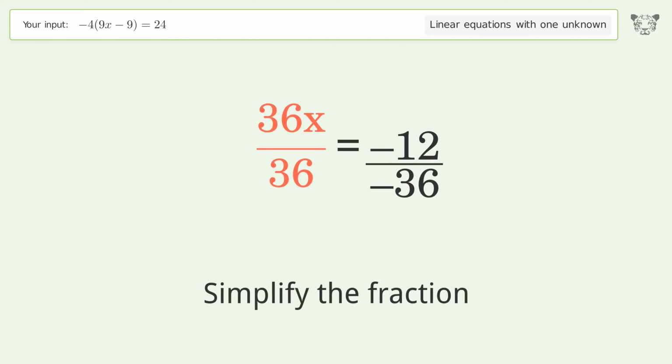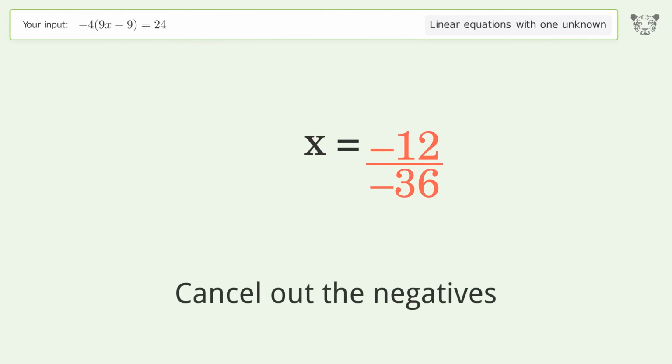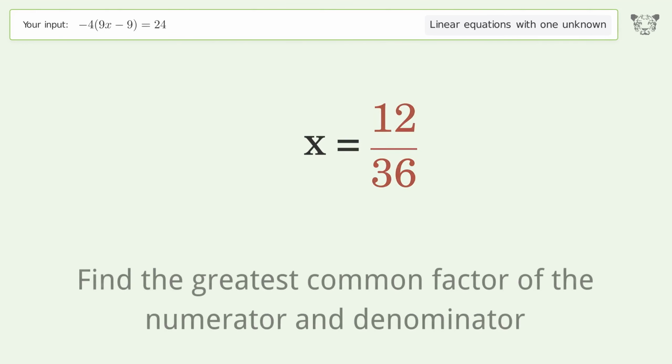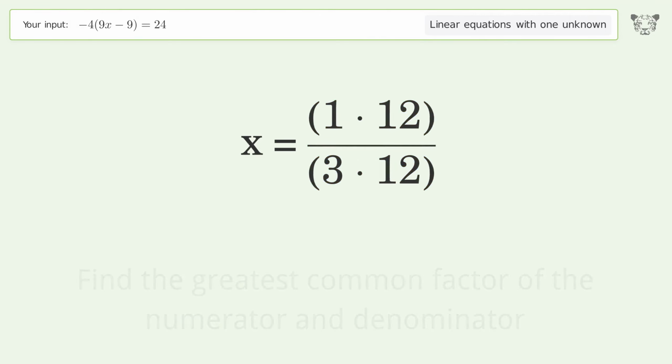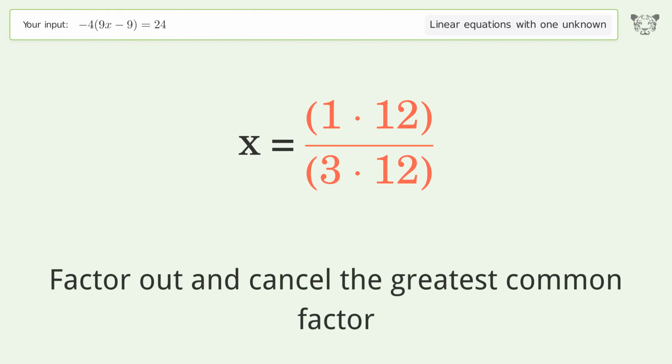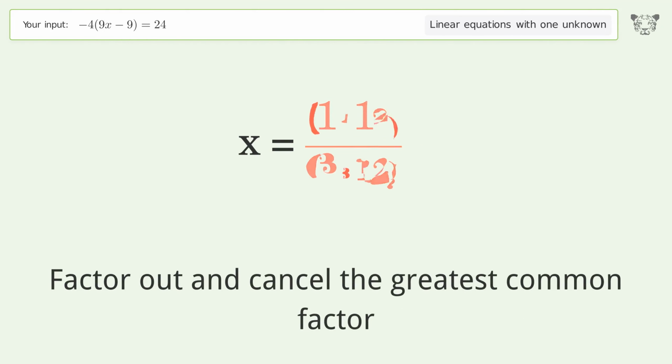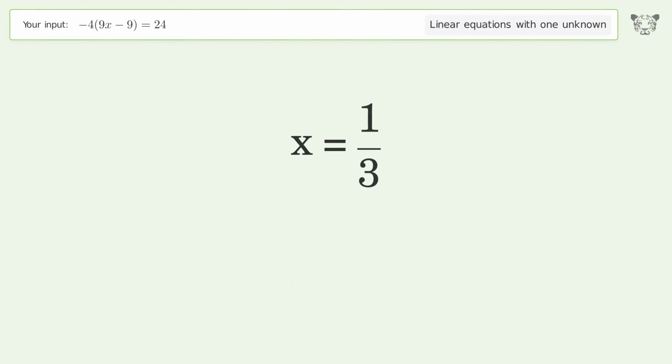Simplify the fraction. Cancel out the negatives. Find the greatest common factor of the numerator and denominator. Factor out and cancel the greatest common factor. And so the final result is x equals 1/3.